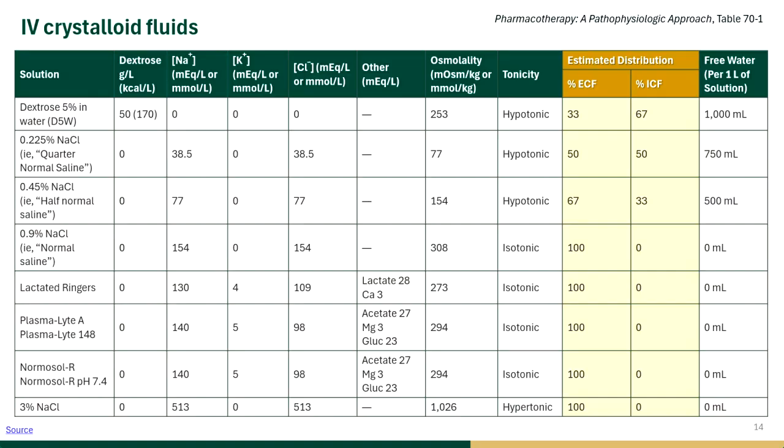Lactated Ringer's is a mixed electrolyte solution in itself. It's got some sodium. If you notice, it's got a little bit less sodium. It's got a little potassium. It's got a little less chloride, but more than it does potassium. And it also has lactate and calcium in it. So it is designed to be isotonic by definition.